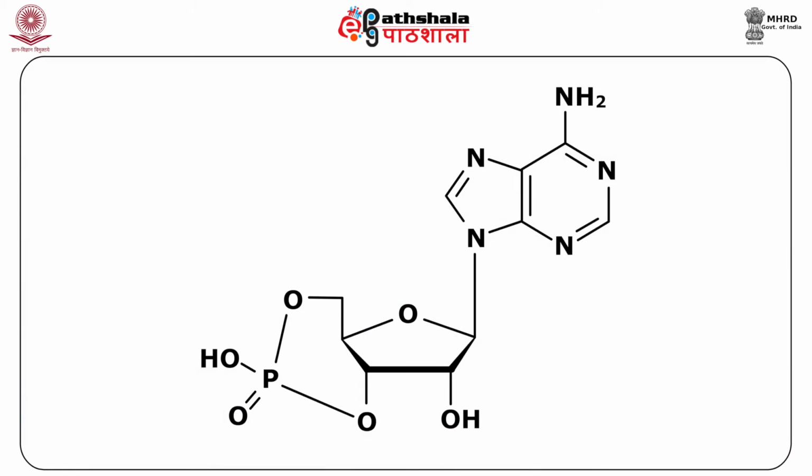This is how the structure of cyclic AMP looks. The base is adenine, which is 6-aminopurine. The sugar moiety, as we can recognize from the 2' position, is the D-ribose moiety. And the phosphate is linking the 3' OH and the 5' OH. This is what is known as a cyclic nucleotide. We call it a nucleotide because it contains a phosphate moiety as well.